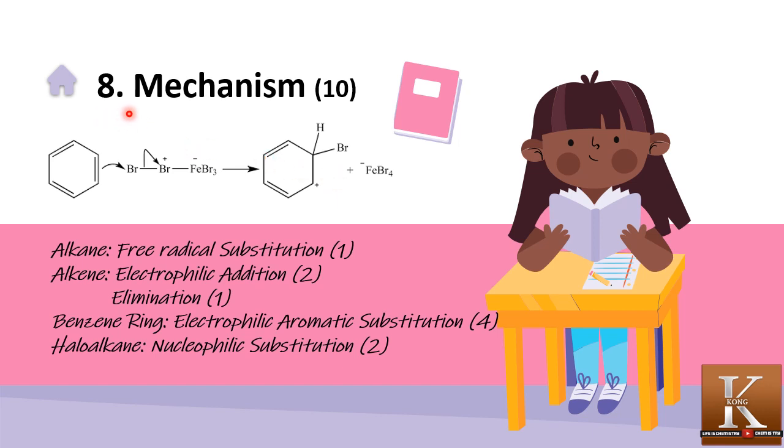According to the matriculation syllabus, we are going to learn 10 mechanisms. The first one is alkane, which is free radical substitution. Then there are another 2 in alkene, electrophilic addition, and 1 about elimination, how to form alkene from alcohol. Then the benzene ring undergoes electrophilic aromatic substitution. We are going to learn 4 mechanisms for this topic. And the last 2 are haloalkane nucleophilic substitution, SN1 and SN2.